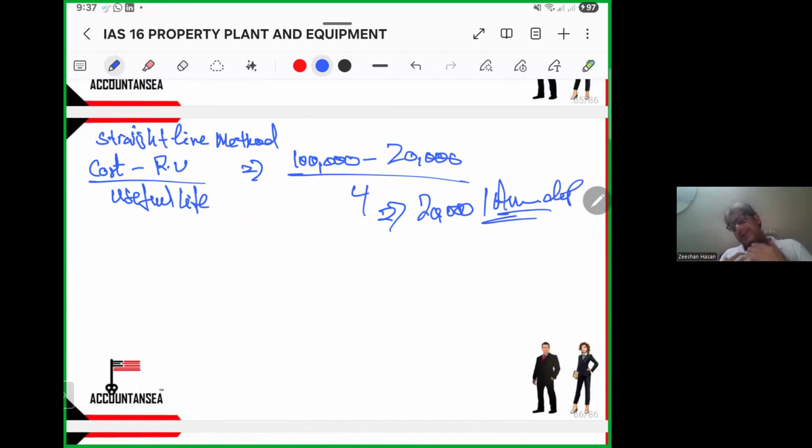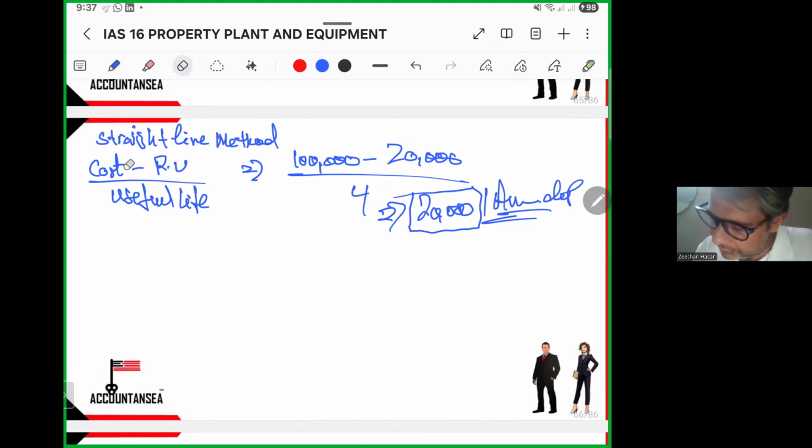The straight line method assumes that every year the asset has the same pattern of usage. Every year it will give equal benefits, so every year it recognizes the same expense. Right? So far, so good.